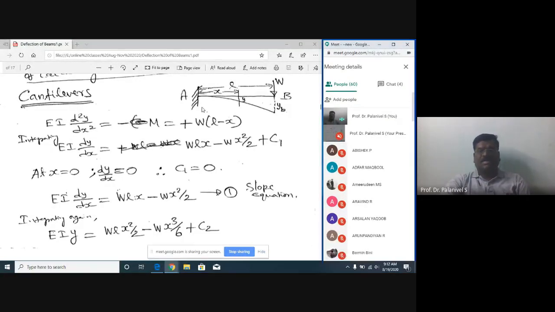The rotation of the beam as well as the translation of the beam, everything is constrained. Okay, no degrees of freedom available. Everything is constrained there. That's why the angular rotation is 0 here, that is, the slope is 0 here, as well as the deflection also 0 here.